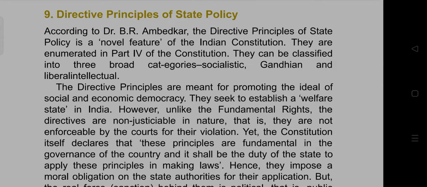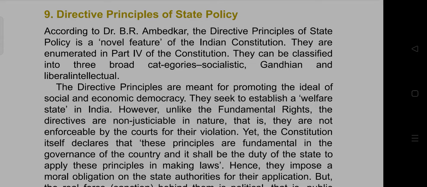Ninth, directive principles of state policy. According to Dr. B.R. Ambedkar, the directive principles of state policy are a novel feature of the Indian Constitution. They are enumerated in Part 4 of the Constitution. They can be classified into three broad categories, that is, socialistic, Gandhian, and liberal-intellectual. The directive principles are meant for promoting the ideal of social and economic democracy. They seek to establish the welfare state in India.